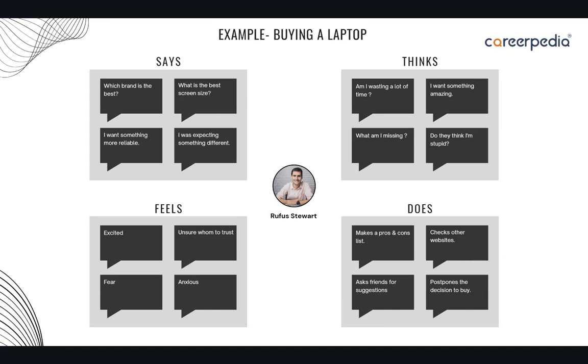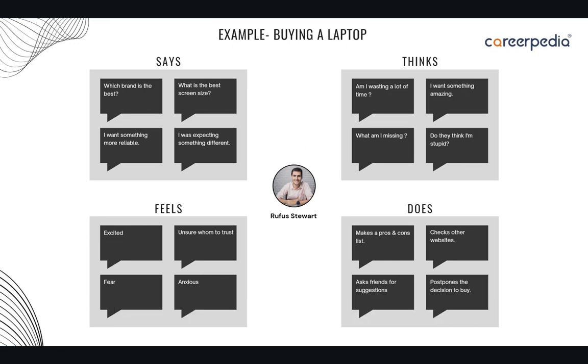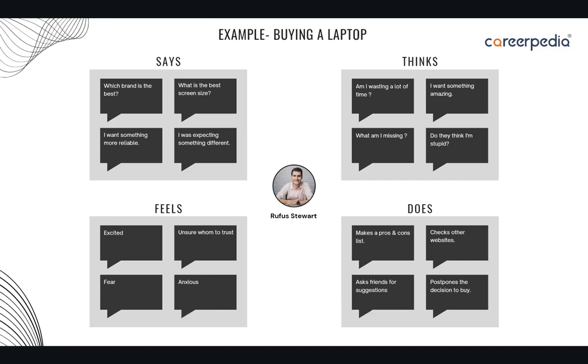What he thinks. So he's thinking to himself, am I wasting a lot of time? I want something amazing. What am I missing? Are there things that I'm missing that I have to consider? Or do they think I'm stupid if I ask too many questions? What he feels. So he feels excited. He is unsure whom to trust when he goes to the showroom. So he is feeling a bit afraid, anxious.